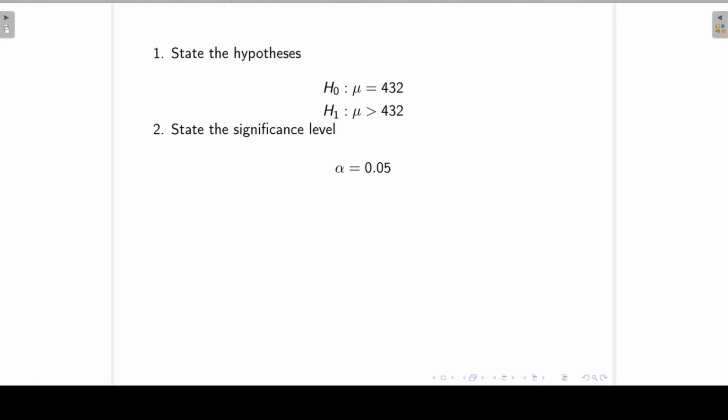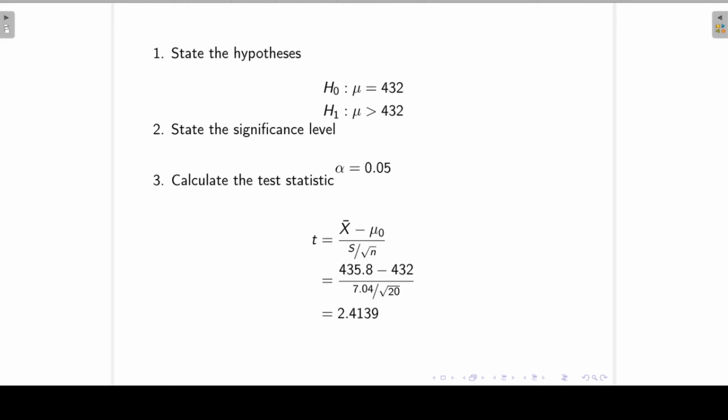Then in the third step, we calculate our test statistic from the sample data. Now, our test statistic is this formula here. Our sample mean, which we calculated in Excel, is 435.8. And then we subtract from that the value of the mean when the null hypothesis is true. We divide it by S, the sample standard deviation, over the square root of n. Our sample size is 20. And then we get our t-value, or our test statistic value, of 2.4139.